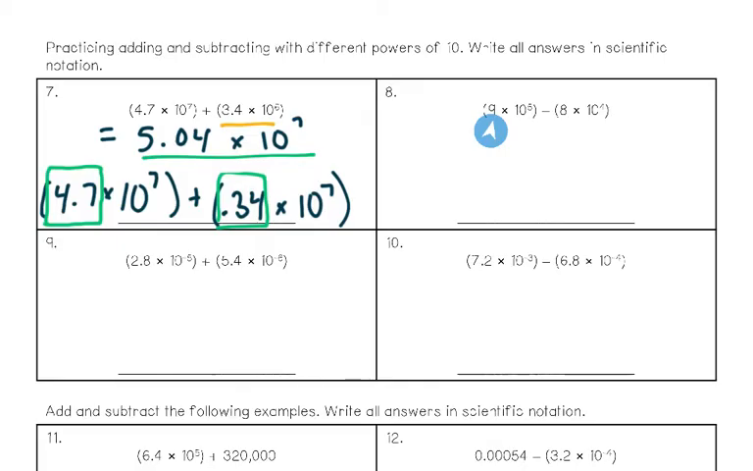I have 9 minus 8, but I also have a 10 to the 5th power minus 10 to the 4th power. So I know a lot of people are going to do this, and I can see it coming a mile away. They're going to write this. And you know what the mistake that they did? They did 9 minus 8, and they did this little exponent, minus 4. This is wrong. Don't do this.